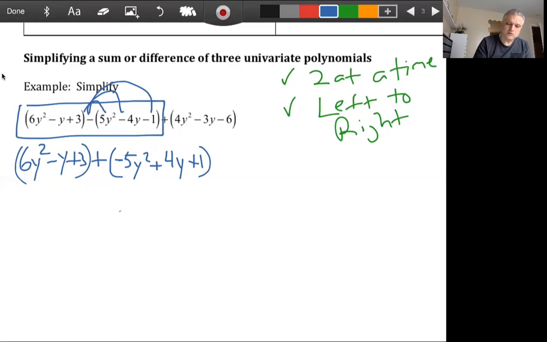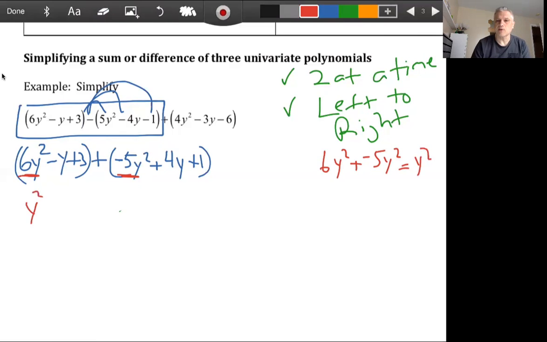We're going to look at adding like terms. We're going to combine like terms. So we start with 6y squared plus negative 5y squared. All right, so I'll put my work off to the right here. 6y squared plus negative 5y squared is positive 1y squared. So you can put a 1 there if you want. I'm just not going to.